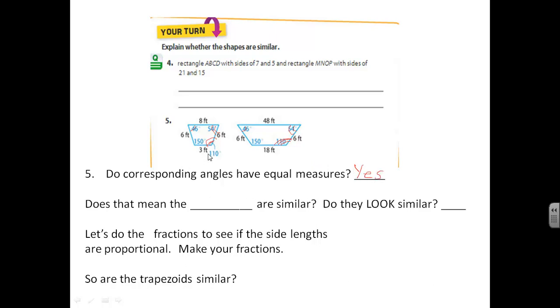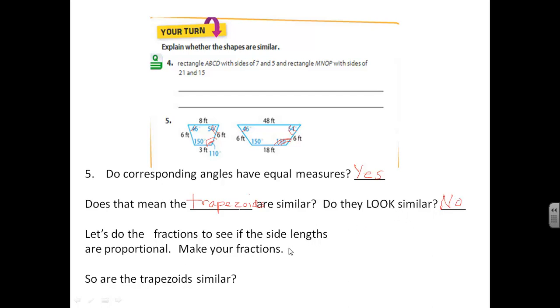Does that mean what are these called? I said it and I wasn't supposed to. How about trapezoids? Well, it meant that they were similar when we had triangles. Do these look similar? They don't even look similar. This one's more, I don't know, kind of squarish. It's not a square, but it's kind of squarish, and this one's longer like a rectangle. So they don't even look similar to each other. Now, that's not always the key. Sometimes they do look similar and they're not, but these don't even look similar.